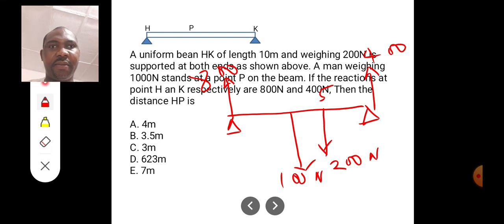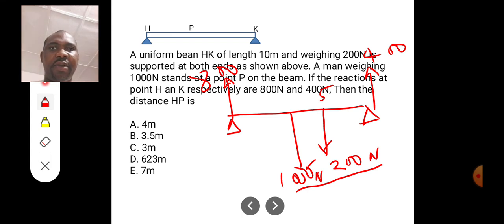So let's first of all see, we say that the sum of upward forces must be equal to the sum of downward forces, and this is correct because the upward forces here are 800 plus 400, which is 1200. The downward forces are 1000 plus 200, which is 1200. So that is correct according to the principle of moment.